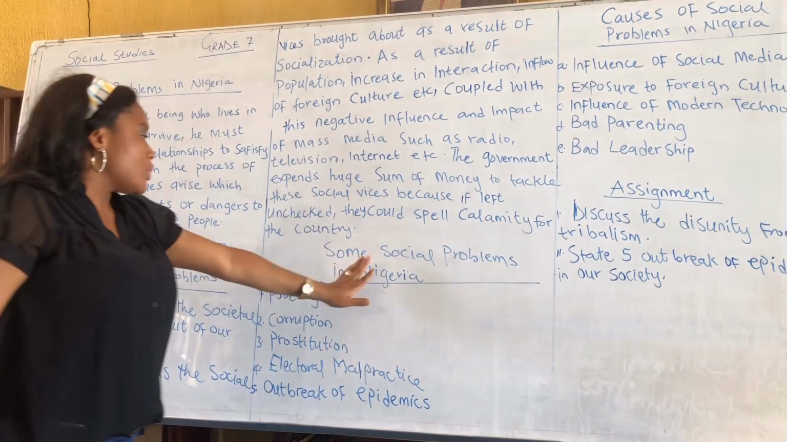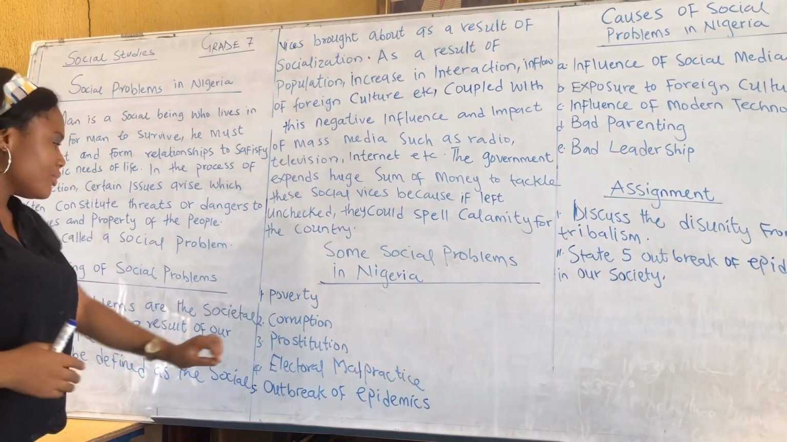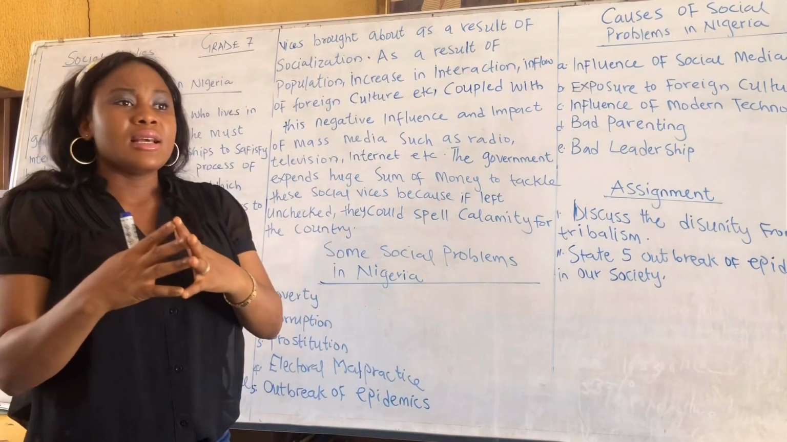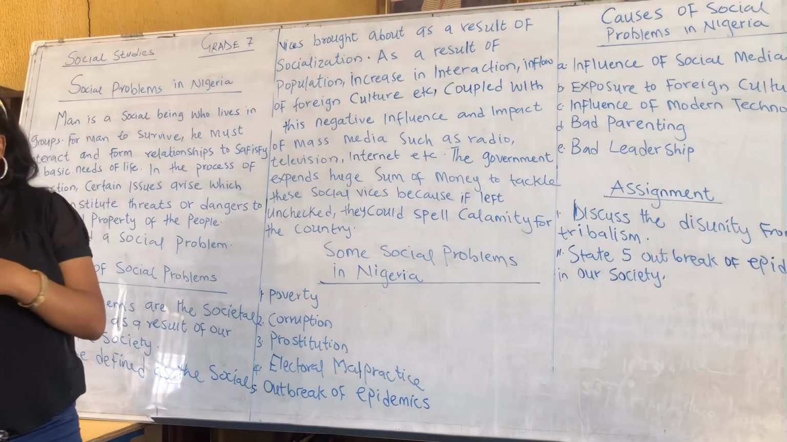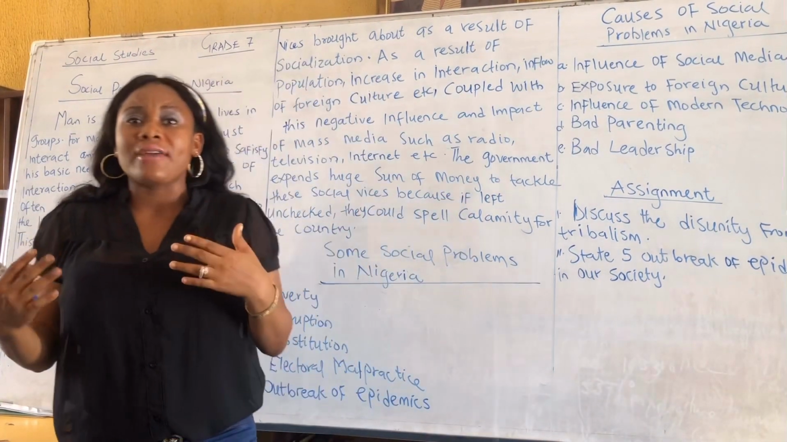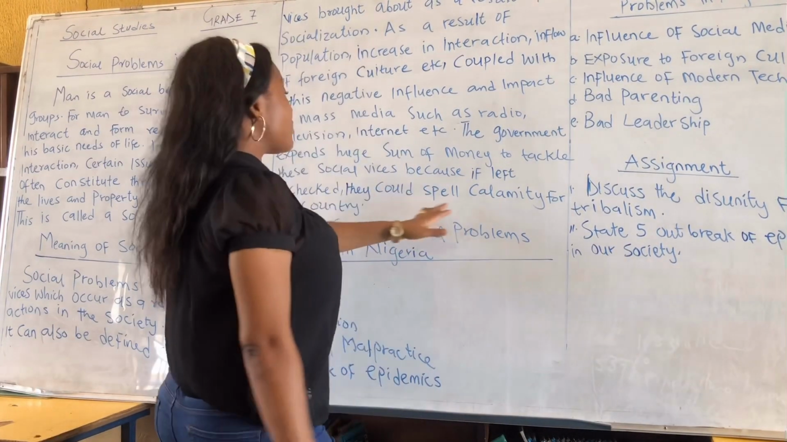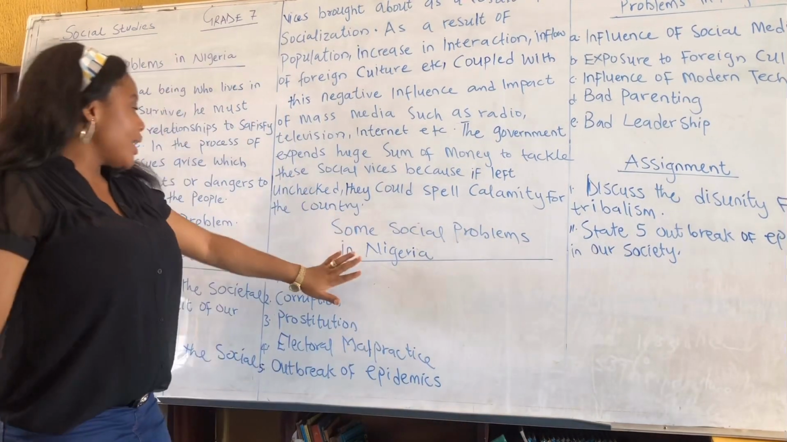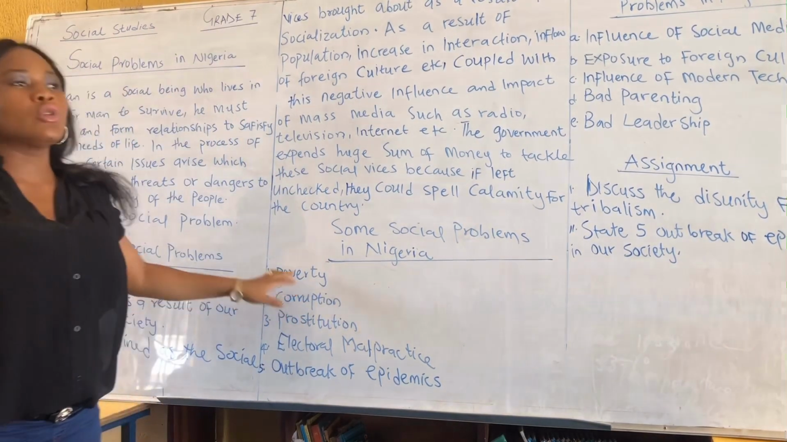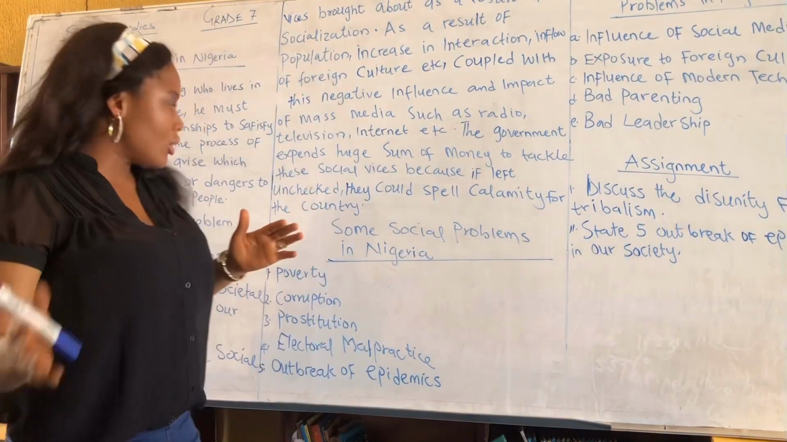Let's move to some social problems in Nigeria. One, we have poverty. Talk about poverty, we talk about an individual who is not able to get his basic needs of life. When a man, an individual or a family is unable to get their basic needs of life, what are those basic needs of life? Food, shelter, and clothing.